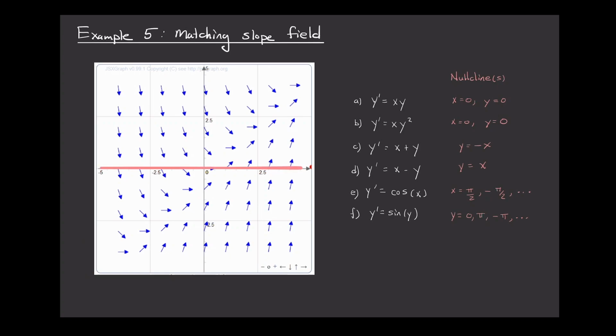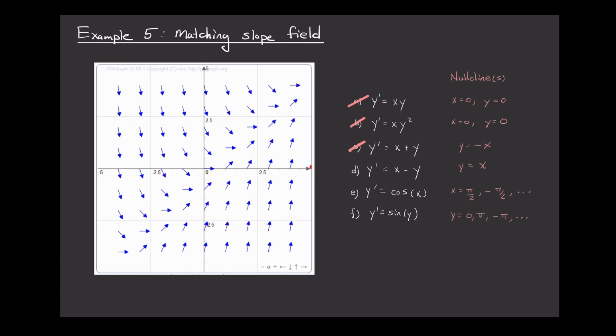However, we see that some places have a positive slope where there should be a zero slope, so it can't be A. That's the same case with B. In the case of C, there should be a null line along the line y equals negative x. That means there should be zero slopes along this line, but clearly that's not the case. For example, here there's a positive slope where there should be a zero slope. That means that C does not correspond to this slope field.